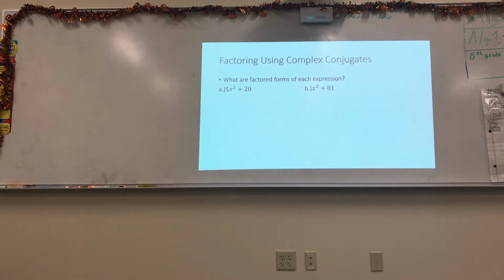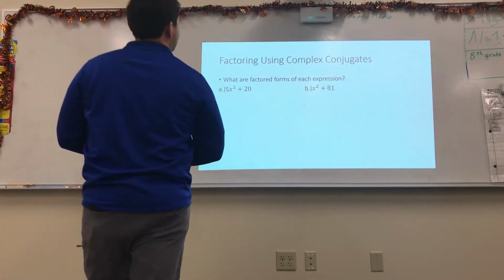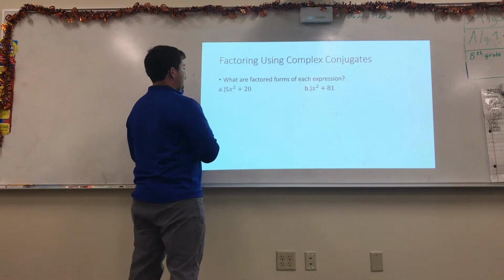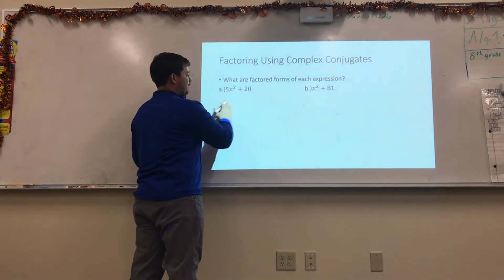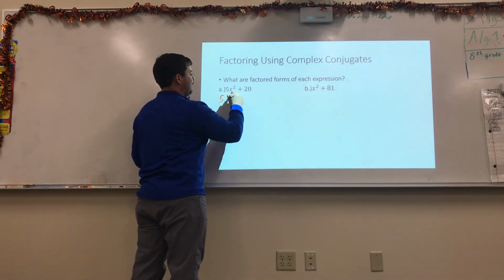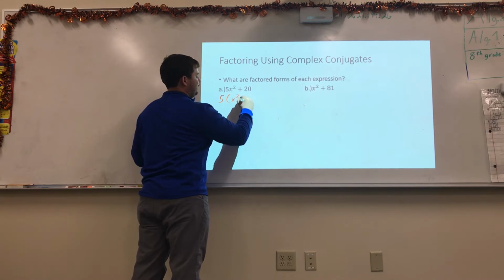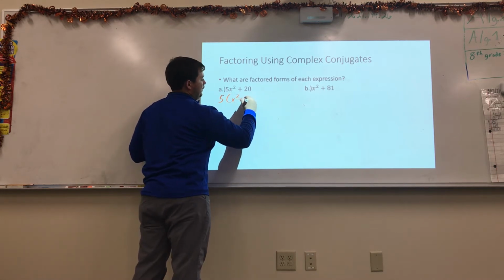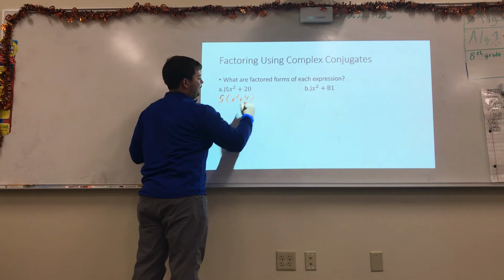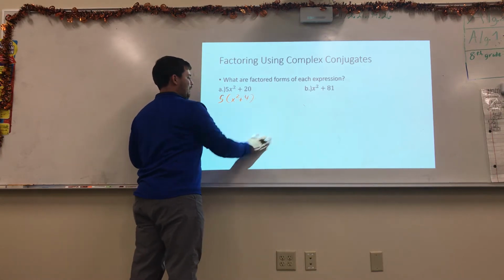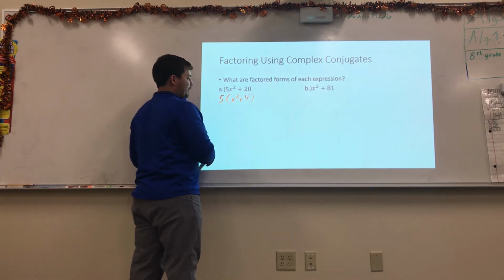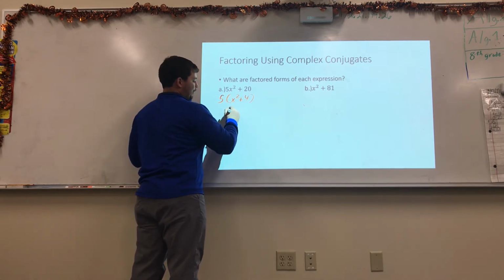Yesterday we went through the rest of it. Now we're doing factoring using complex conjugates. Can we take anything out of this? Yes, we can take a 5. You have x to the second plus 4. A few days ago we just said that's all the farther I can go, Mr. Rita, I've factored it completely. But now we have imaginary numbers.